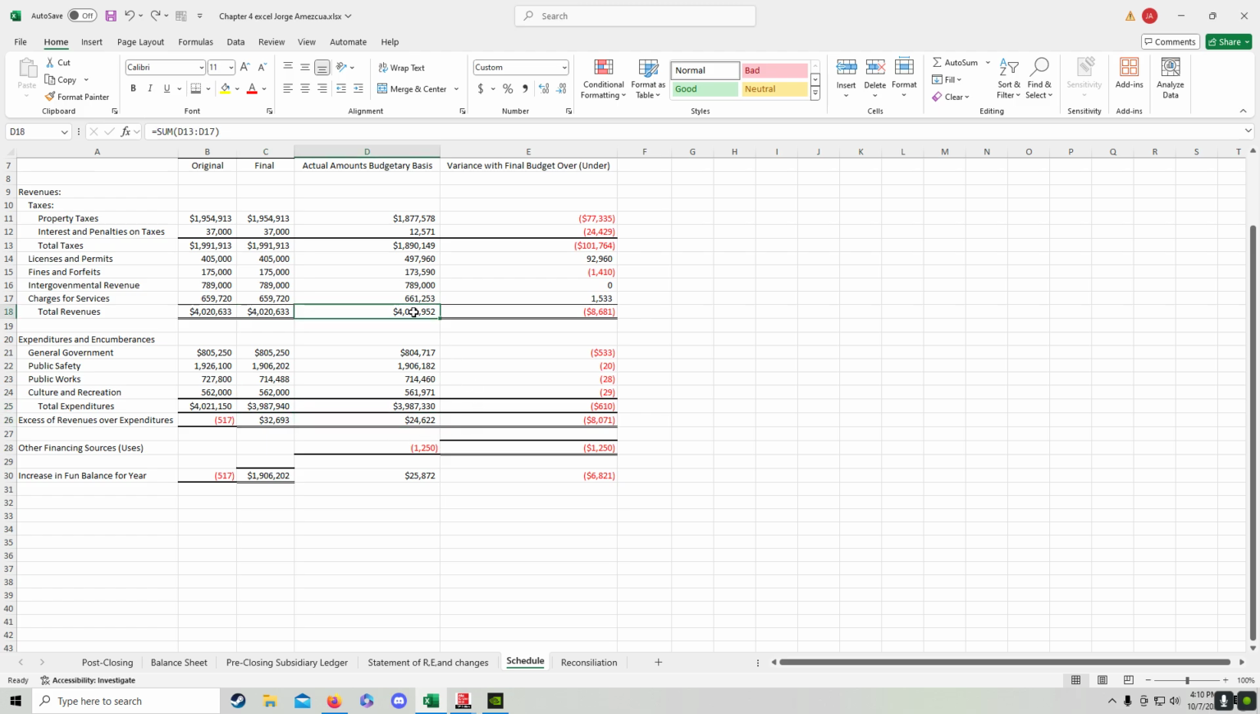This number was gotten from this minus total expenditures, and total revenues minus total expenditures. And this was received by the difference of these two numbers right here. This number was gotten from this minus this negative number, and so on and so forth.